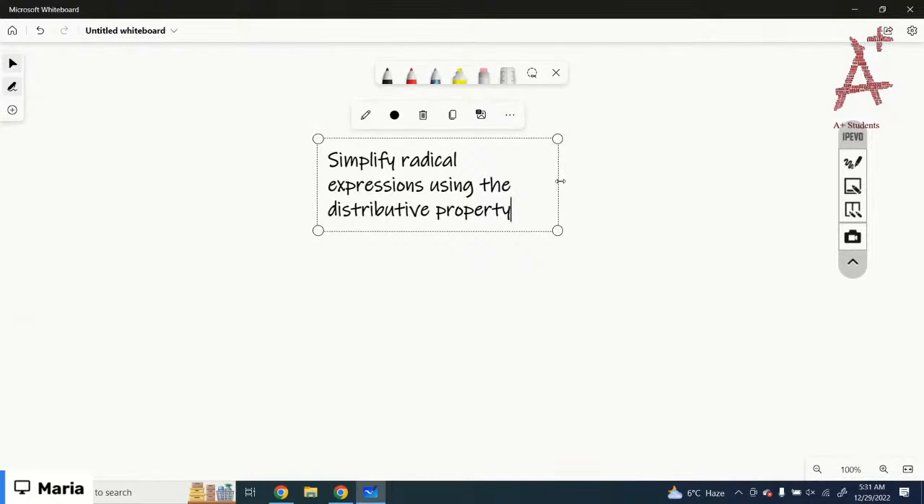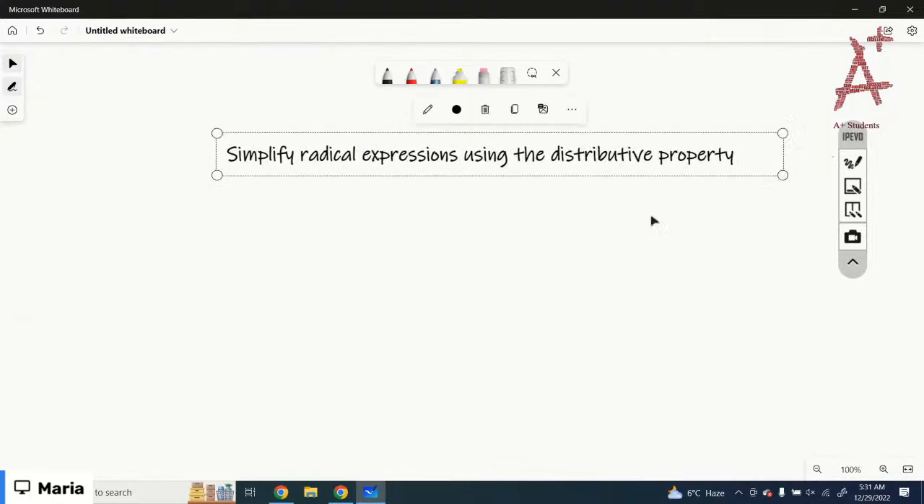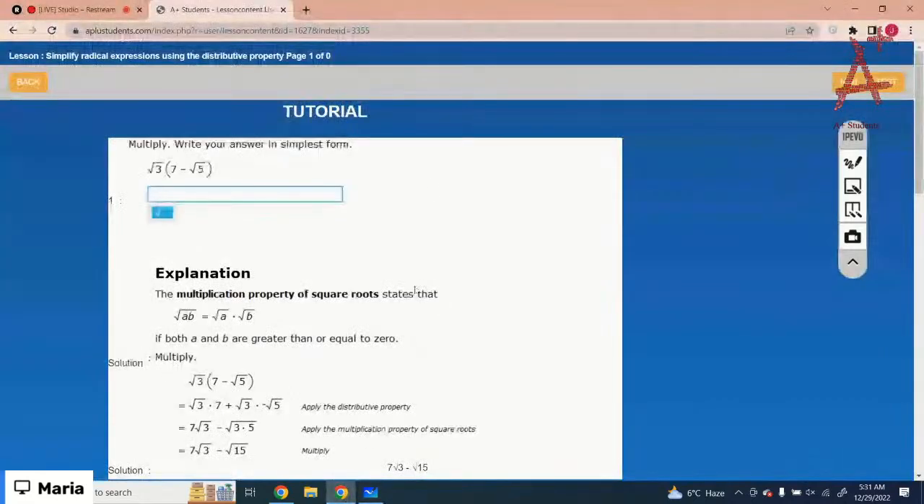Okay, let's just start with the next lesson. That would be simplify radical expressions using the distributive property. Okay, here I'm on the lesson. So let's just solve the expression.